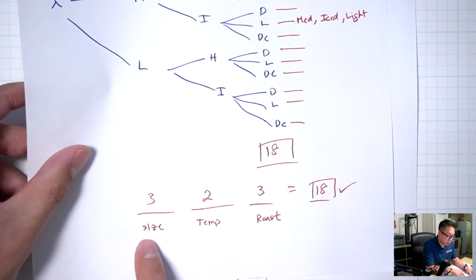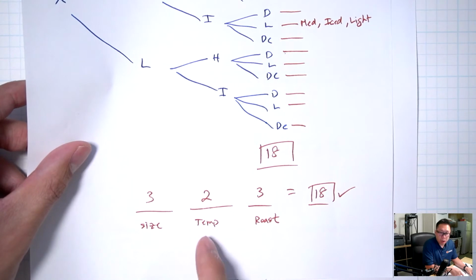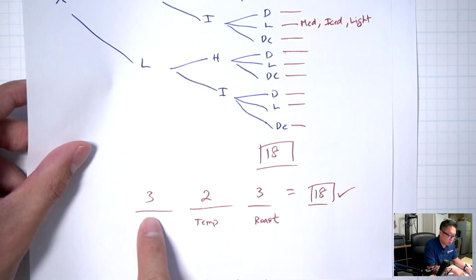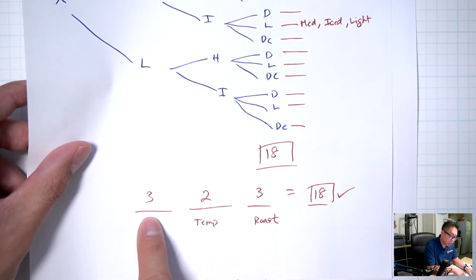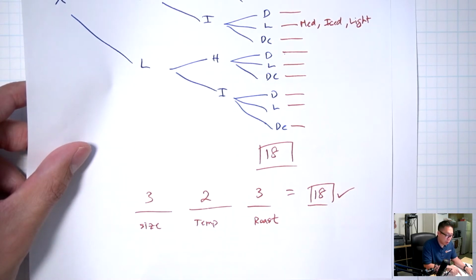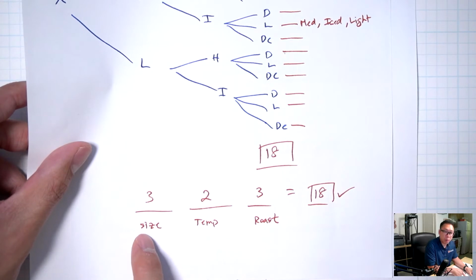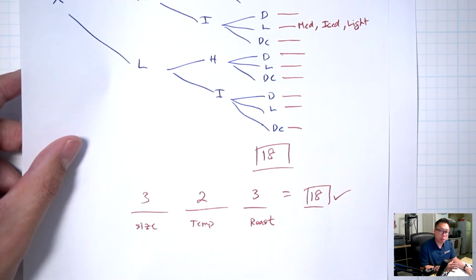So if I chose small for size, then the options for temperature will be 1 because our iced drinks don't come in size small. If I chose medium, I have 2 options. If I chose large, I have 2 options. So in a situation where the number of options for a certain part depends on what you chose for another part, that's a more complicated situation where the counter principle does not apply.